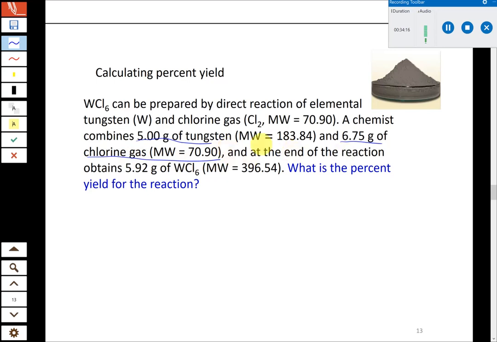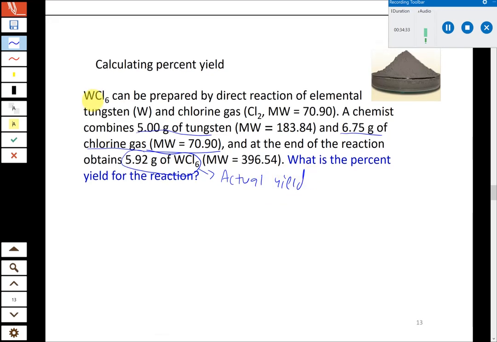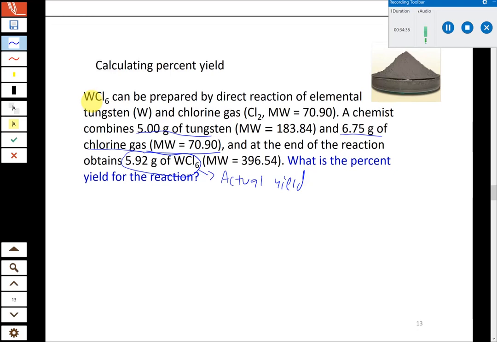And then it says at the end of the reaction obtains 5.92 grams of the product. So if we're telling you in the problem how much of the product you're obtaining, this would be your actual yield, okay? So we're telling you this is the actual yield of WCl6 you get. We want to figure out what's the percent yield. And so in order to do that, remember that the percent yield is the ratio of the actual yield to the theoretical yield times 100, so we need to figure out what the theoretical yield of this reaction would be.